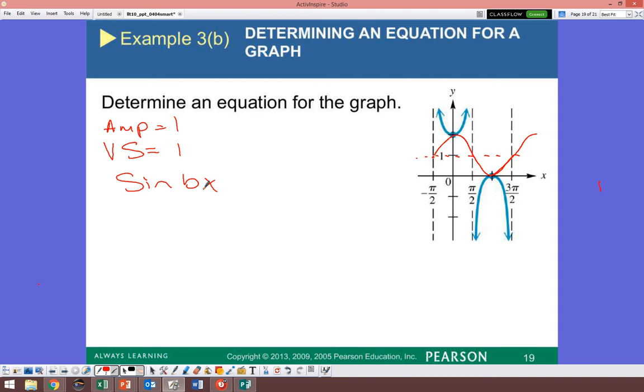Now let's go through and figure out the period first. So you would subtract 3 pi over 2 minus negative 2 pi? Or pi over 2? Minus what? Negative pi over 2. Very good.